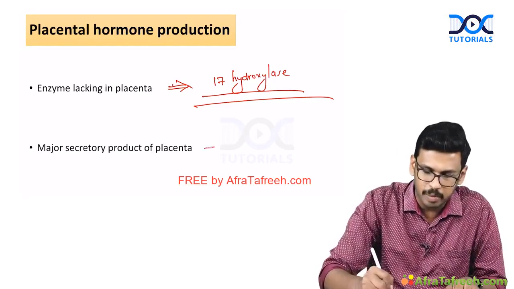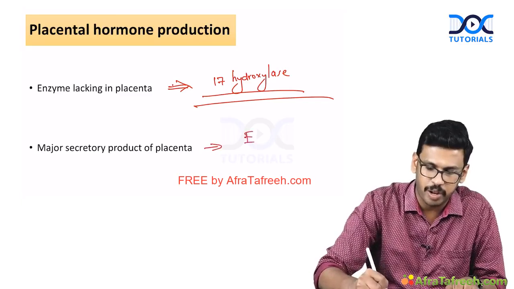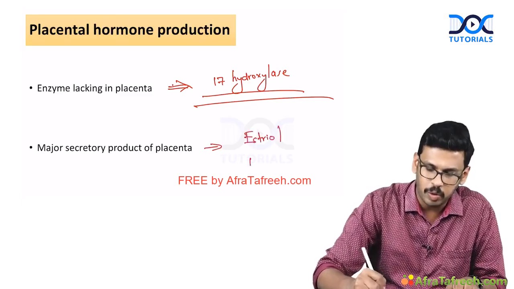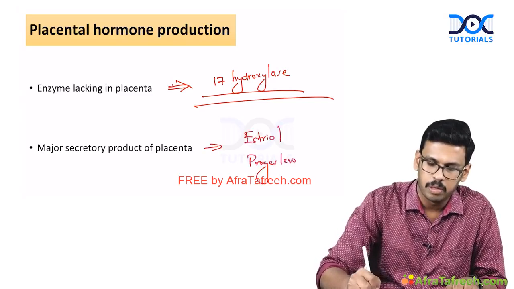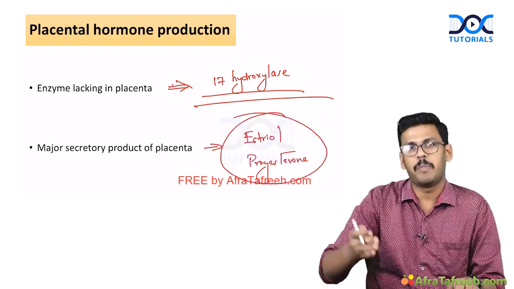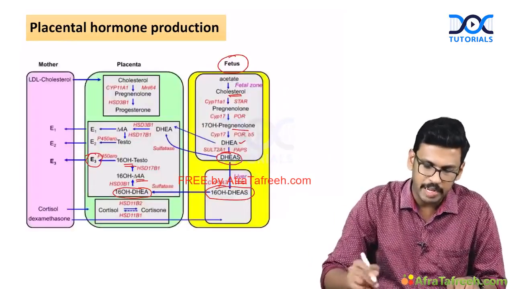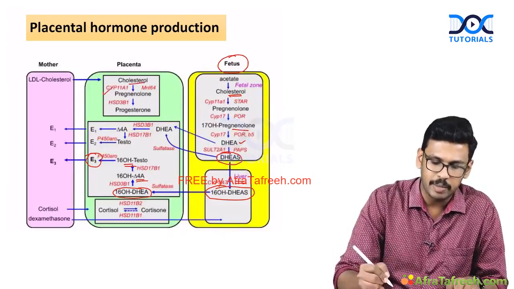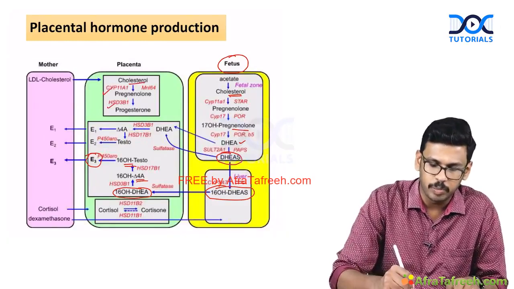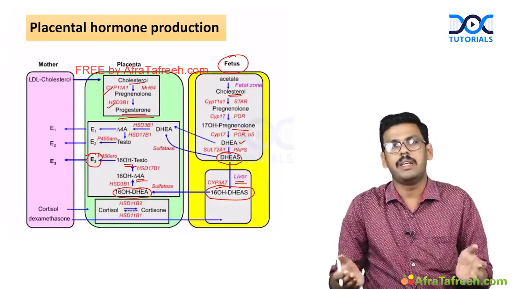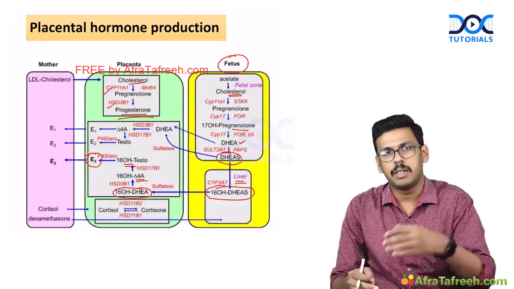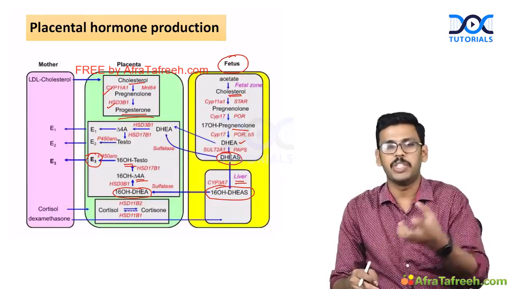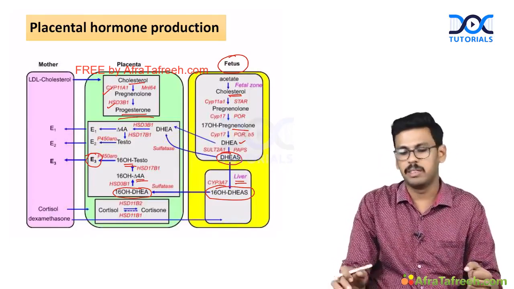And the major secretory product of the placenta is estriol. Estriol, then also progesterone. The initial steps up to progesterone also occur in the placenta, like the cholesterol is there, the side chain cleavage enzyme is there, 3-beta HSD is there. So because 3-beta HSD is there, the placenta is able to produce progesterone, and the estrogen is produced from the DHEAS, which diffuses from the fetal circulation.